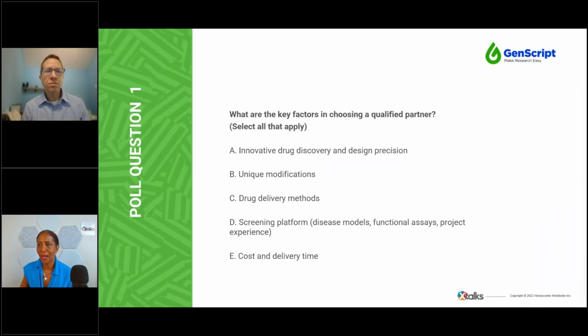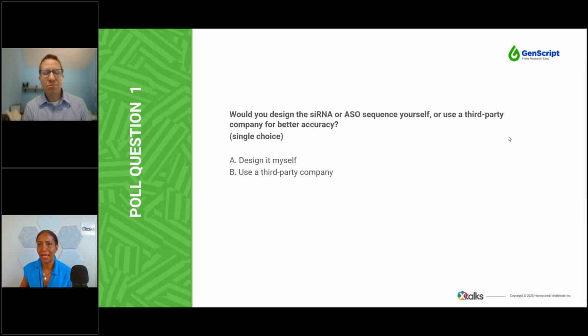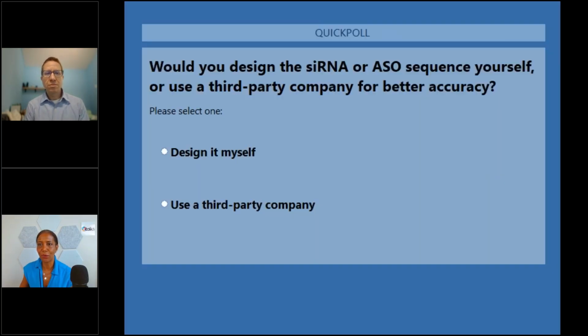Okay, now I'm going to go to poll question number 2. And there you go, everyone. Just like we did with the first poll, it's done in real time, so your participation is strongly encouraged. And this selection here is only one, so select one of the below. Would you design the siRNA or ASO sequence yourself, or use a third-party company for better accuracy?